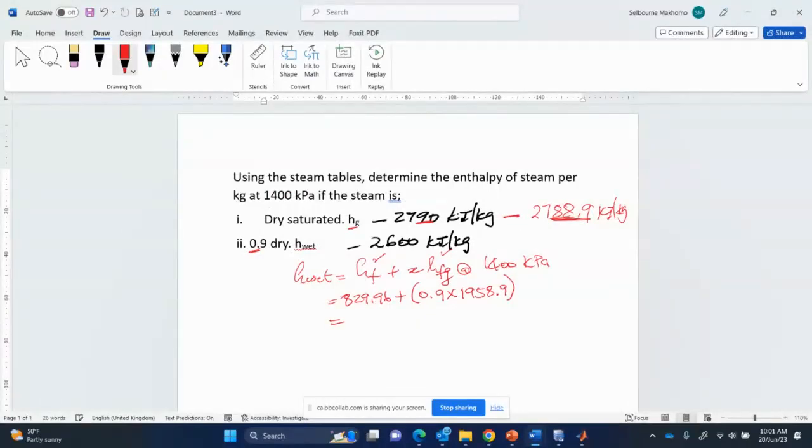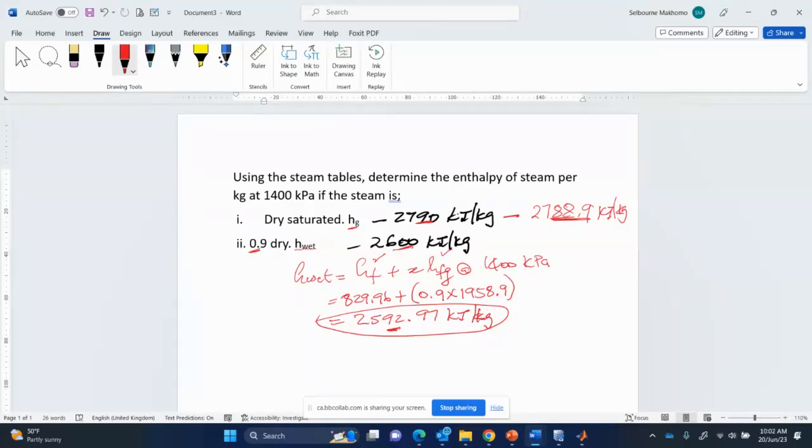And then we calculate. Where is my calculator? So it's 0.9 multiplied by 1958.9 plus 829.96, which gives 2592.97 kilojoules per kilogram. Can you see how close we are? The difference here is what? It's only about 8, so it's almost there. So we are very close.